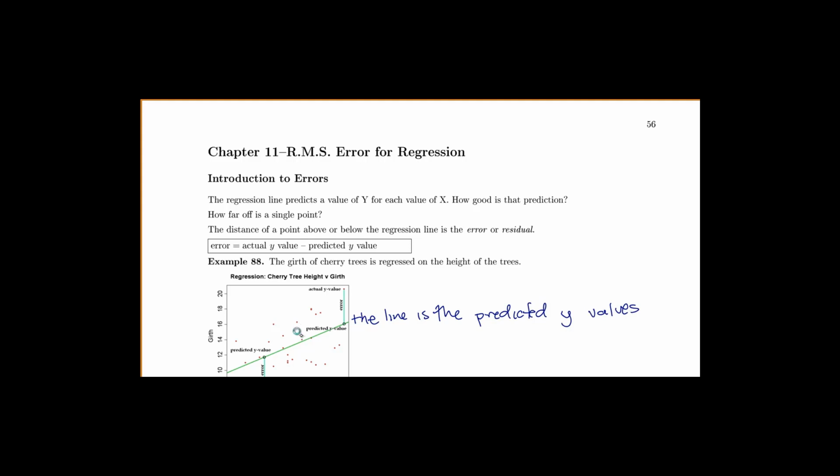But notice that most of our points aren't actually exactly on the line. And so that's why we have to talk about our errors or our residuals. Because if you look at an actual y value and your predicted y value, there's a difference. And that difference is our error. So you can pick any y value, find the predicted y value, and the difference between the actual y value and predicted y value is your error. So to calculate your error, you're going to do your actual y value minus your predicted y value.